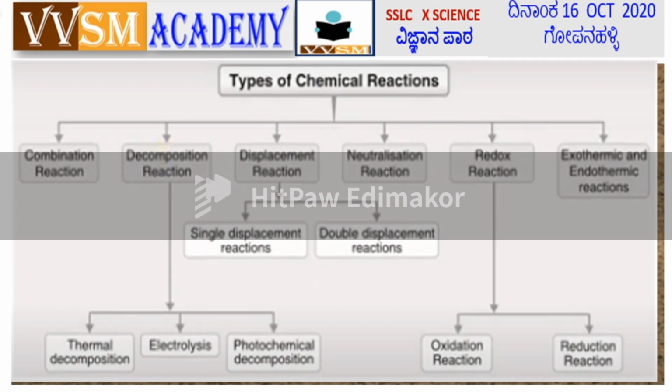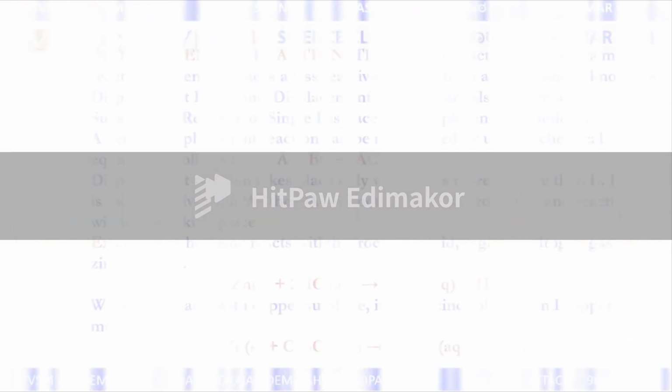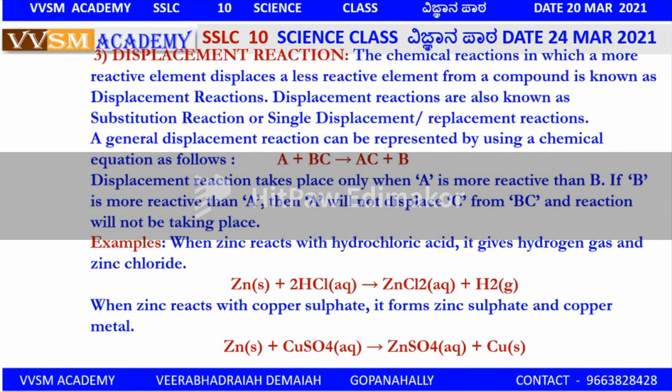We discussed chemical combination and chemical decomposition in the previous classes. Today, I would like to give lessons on displacement reactions. My dear friends, there are two types of displacement reactions. One is single displacement reaction, another is double displacement reaction. Displacement reactions are also called decomposition reactions, that is single displacement or double displacement reaction, my dear friends.